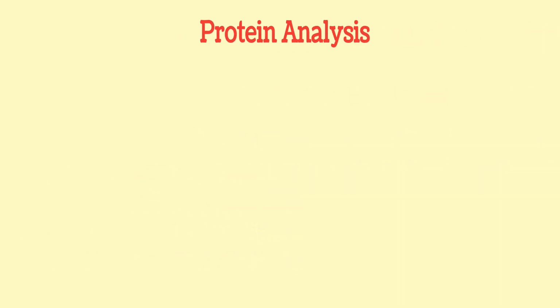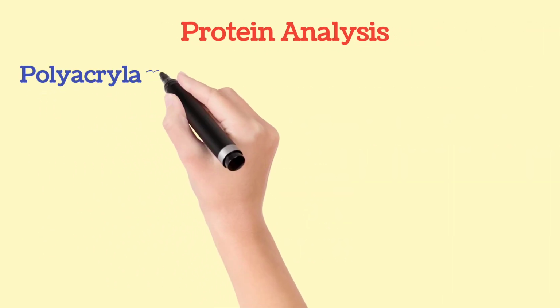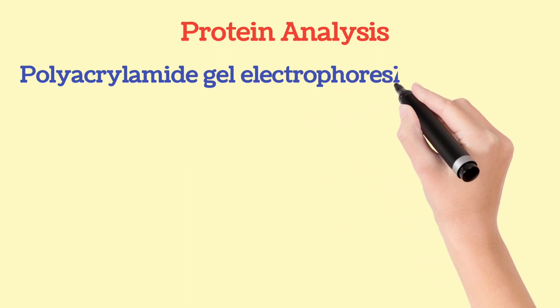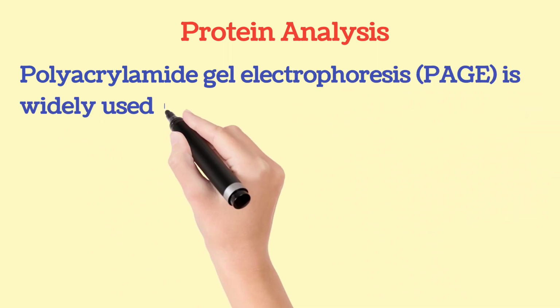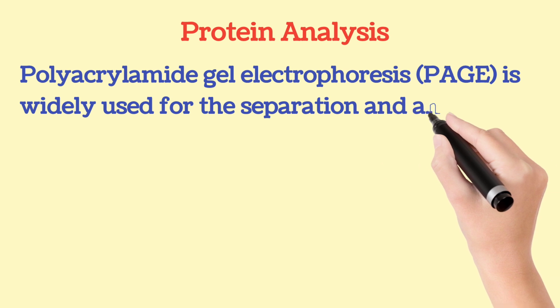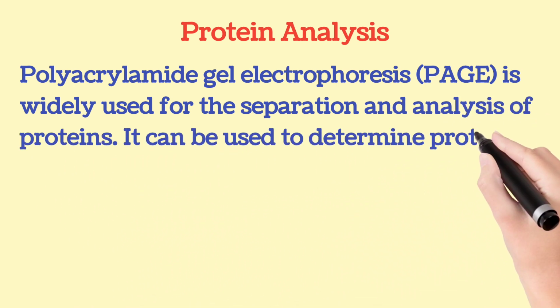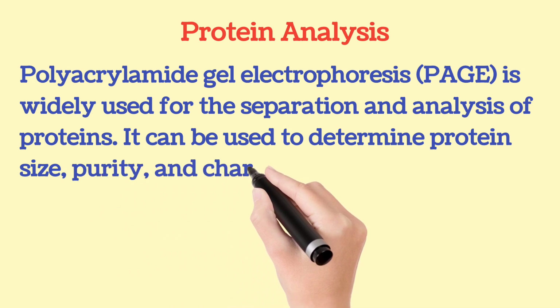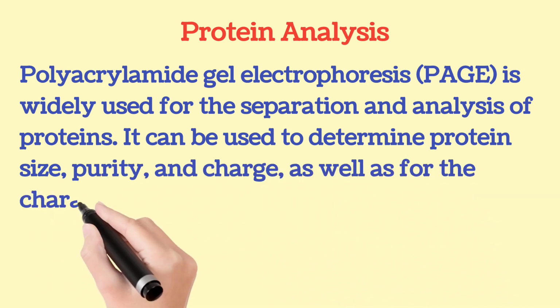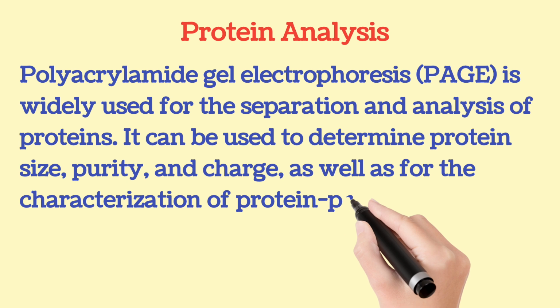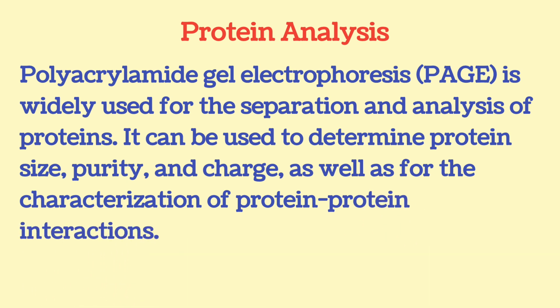2. Protein analysis. Polyacrylamide gel electrophoresis, PAGE, is widely used for the separation and analysis of proteins. It can be used to determine protein size, purity, and charge, as well as for the characterization of protein-protein interactions.